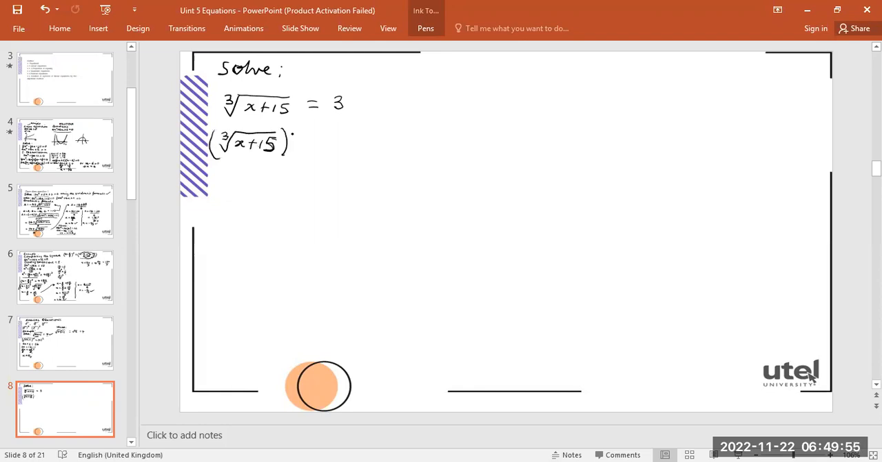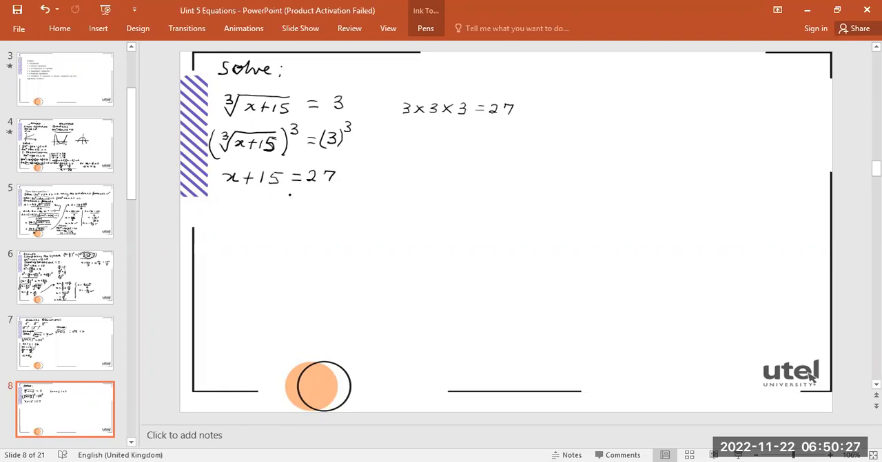Then this will be raised to the third power, and then we are going to have 3 raised to the third power. By raising this to the third power, we automatically get rid of the cube root sign, of the radical. So it means we have x plus 15 is equal to 3 to the power of 3, which simply means 3 multiplied by 3, that gives you 9. 9 multiplied by 3, that gives you 27. So you are going to have 27 here.